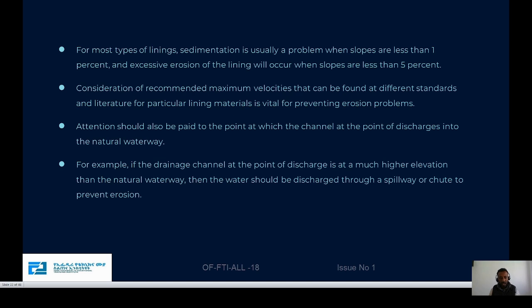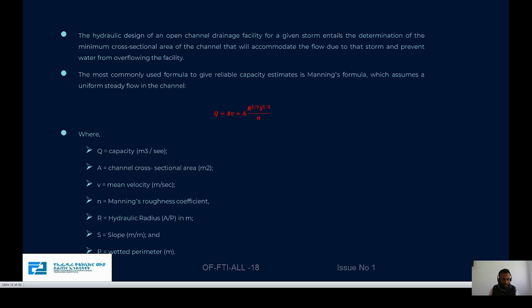For most types of lining or beds of the ditches, sedimentation is usually a problem where slopes are less than 1%, and erosion occurs where the slope is greater than 5%. So the bed slopes will be between 1 and 5 percent. Recommended maximum velocities can be found in different standards, and also in the literature, in different ways.